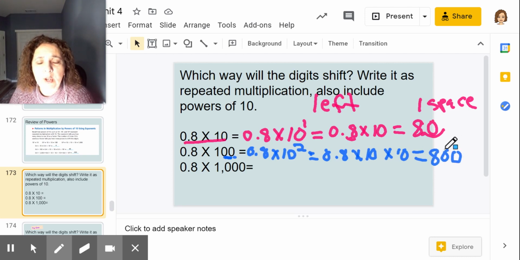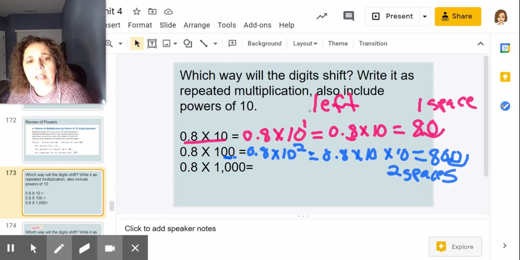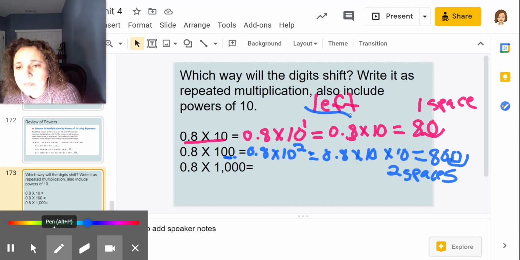800, and I have how many decimal places? 1, so I got to bring it over 1. So 8 tenths times 100 becomes 80. And how many spaces did we shift? 2 spaces, correct. 2 spaces to the left. Okay, let's do the last one. Change my pen color again.